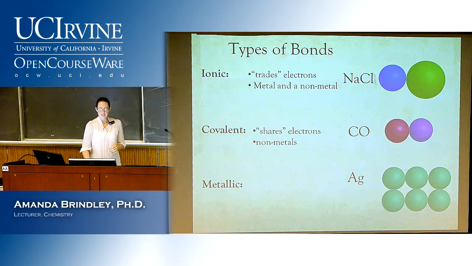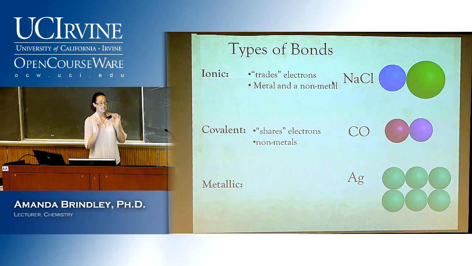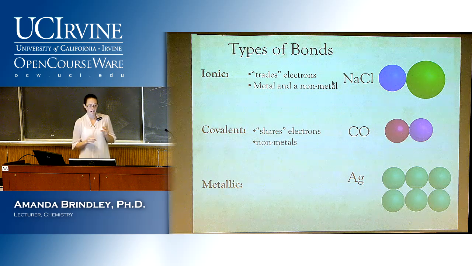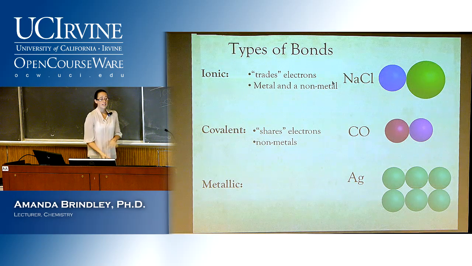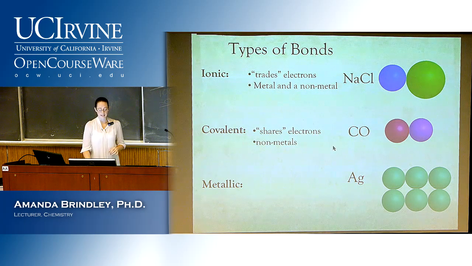Now, this is a little bit of an oversimplification, and toward the end of the chapter, we will talk about how this isn't quite how things are, and that really there's a gradient. Some things are more ionic than others. You can have a purely covalent compound, and then there's a gradient all the way up to the ionic ones. And so we'll talk about that later.